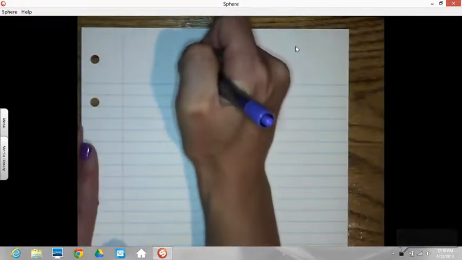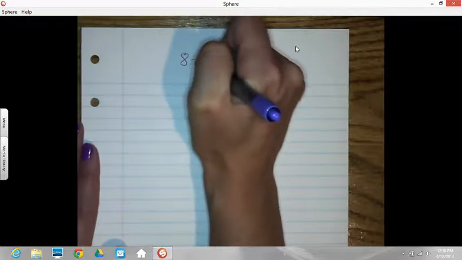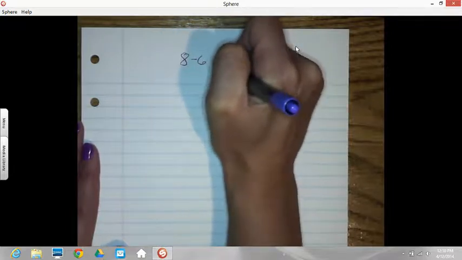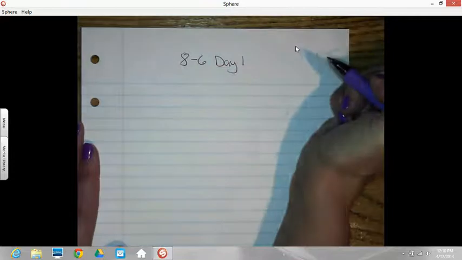Okay, this is going to be the last section we do in this chapter. So we'll be having a chapter test after this. Even though there are more sections, we're not doing them. So this is 8-6, day 1 of 3 days.